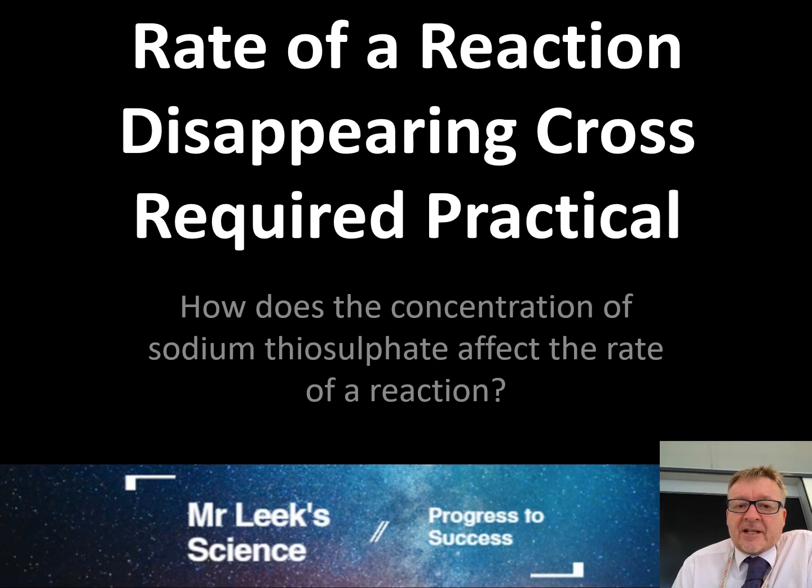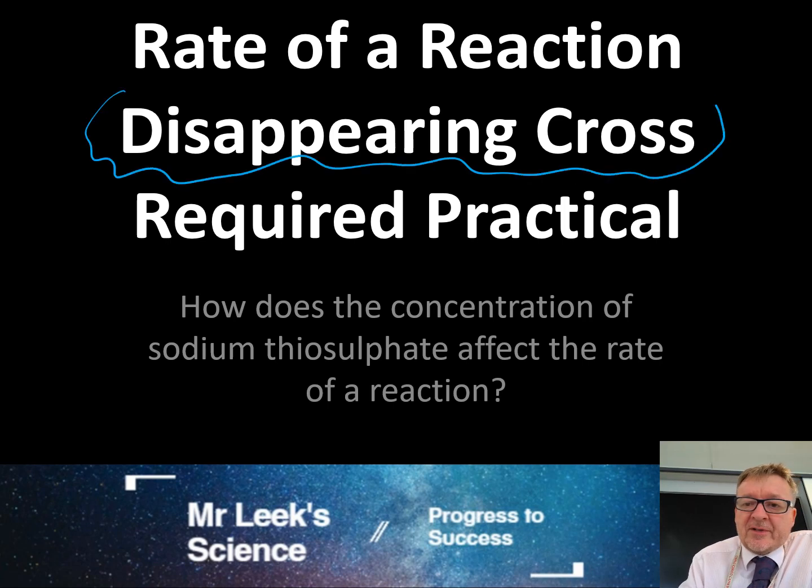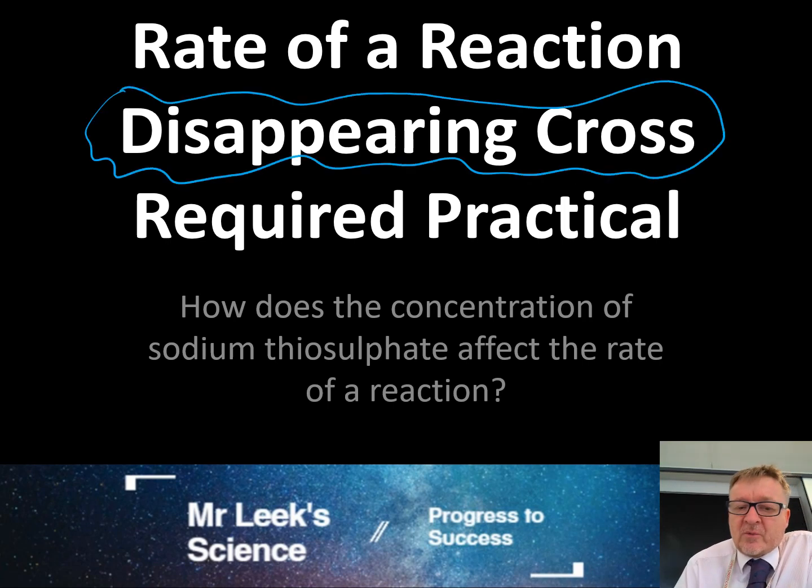Right, this is then the second of the rate of reaction required practicals. It's always called the disappearing cross, and I'll explain why that is in a minute. The question that goes along with it is, how does the concentration of sodium thiosulfate affect the rate of a reaction?